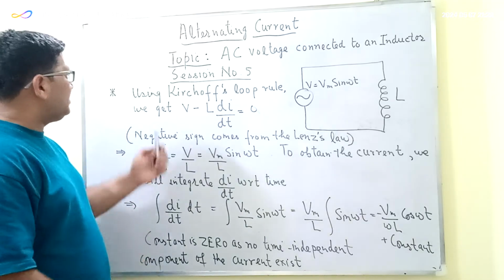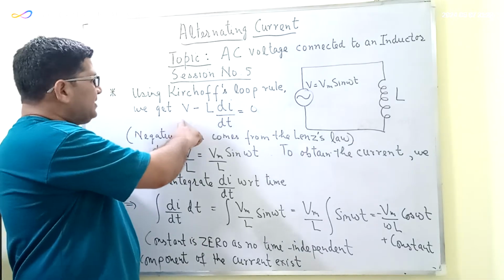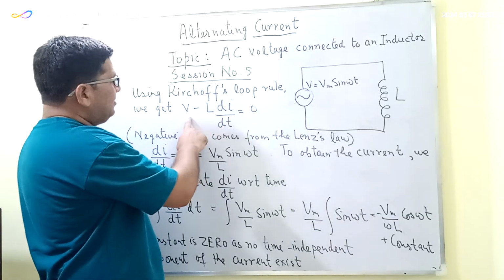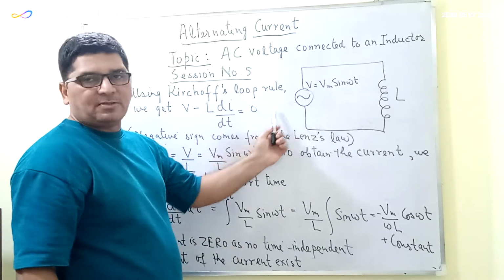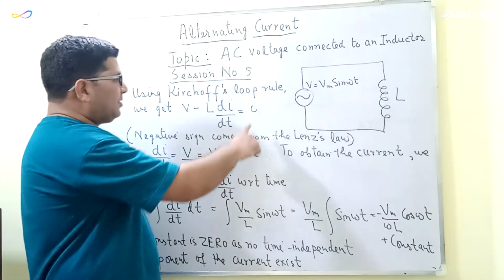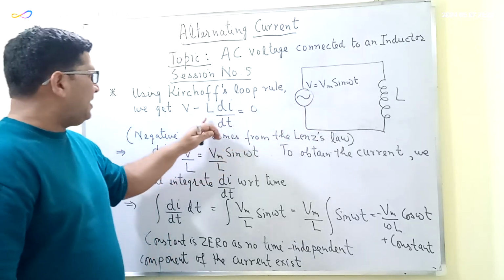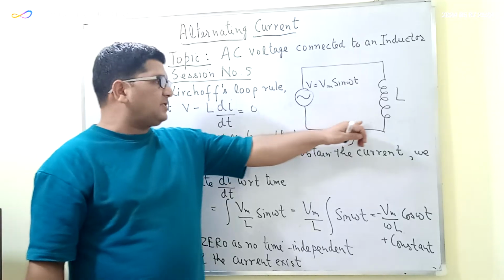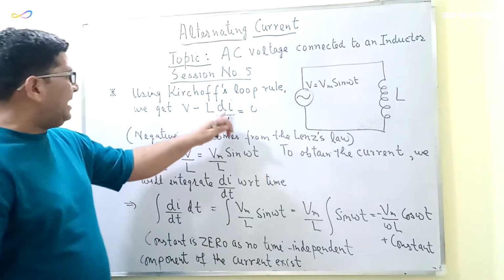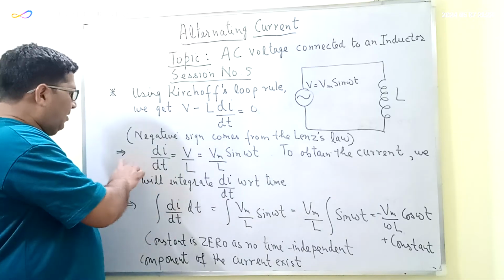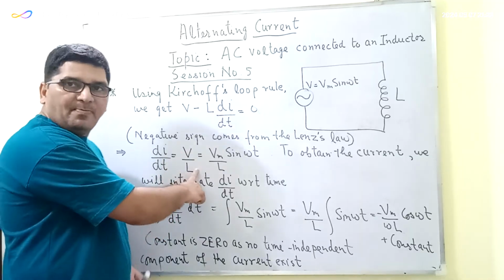First, using the Kirchhoff loop rule and Lenz's law, the potential difference across all the elements in a loop is equal to 0. V is the potential difference across this AC source, and L di/dt is the potential difference across this inductor, and this minus sign has come from Lenz's law. So V − L di/dt = 0. From this equation, di/dt = V/L.